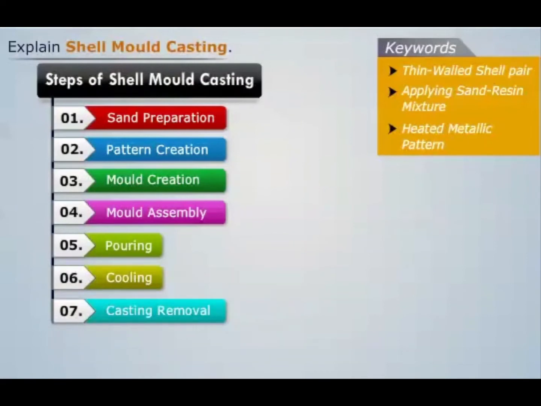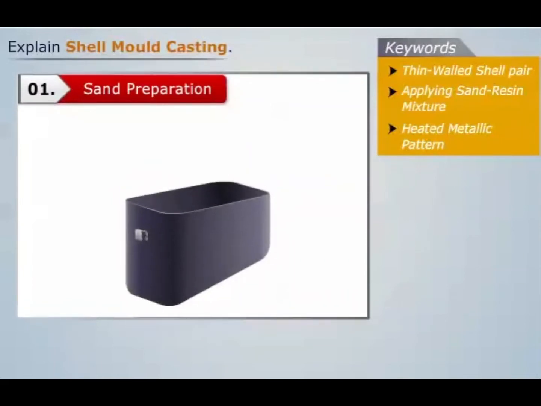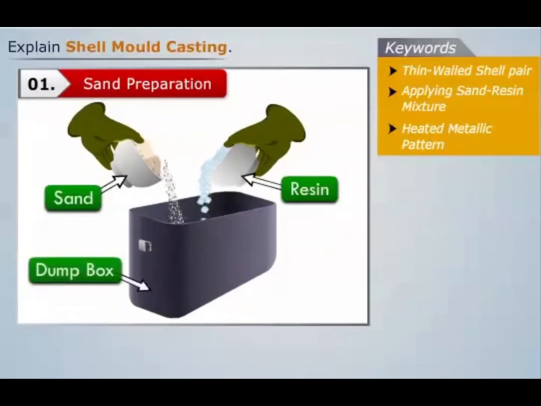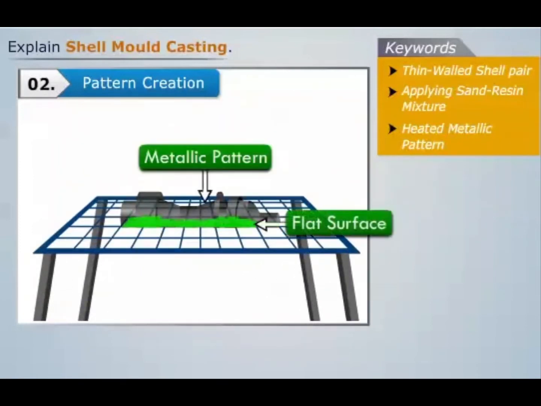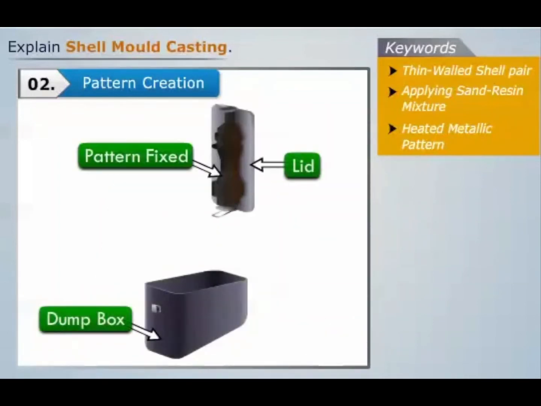The first step of shell mold casting is sand preparation, where we take a mixture of sand and resin in a vessel known as dump box. Then we move to the second step, which is pattern creation, where we take a half-split metallic pattern of the final casting product, which is flat from one side, and heat it to a high temperature. The flat surface of the heated pattern is then fixed with the lid of the dump box.